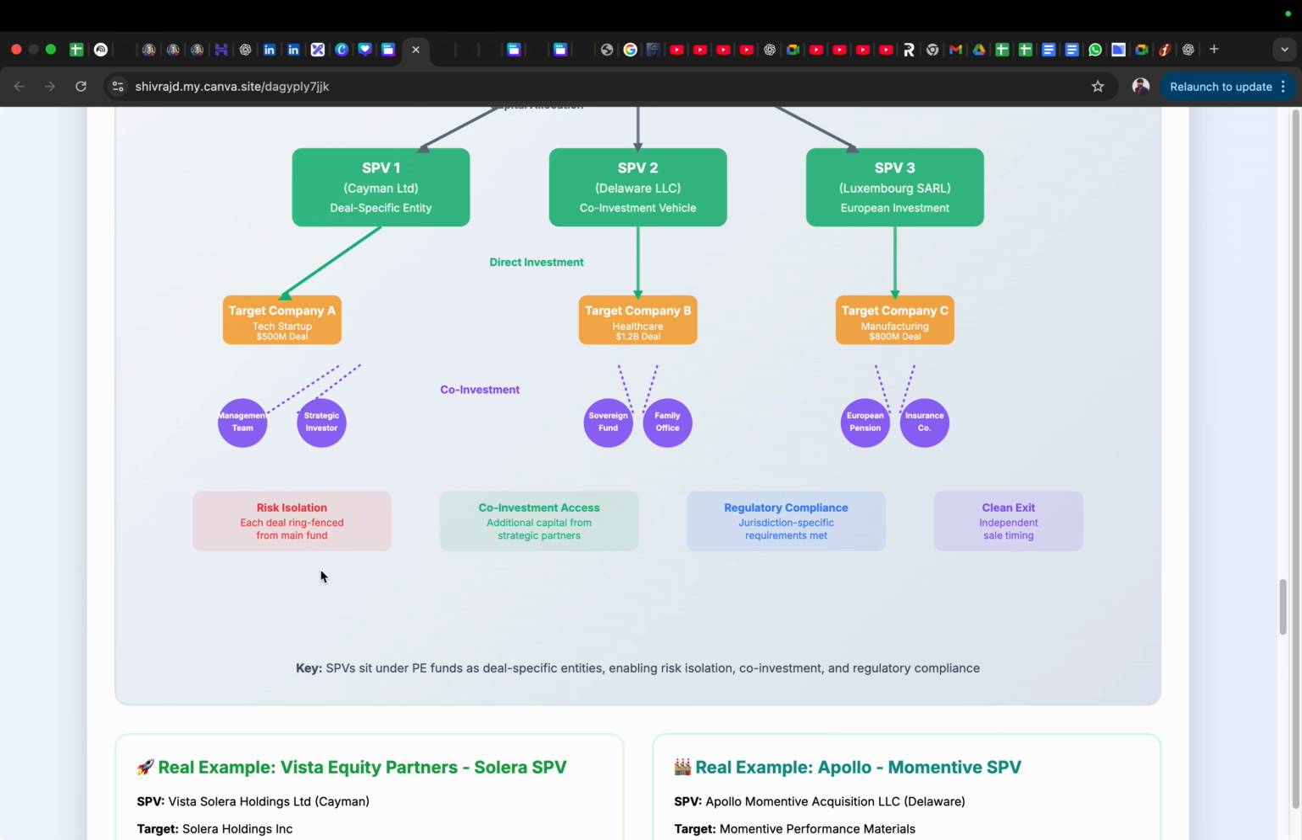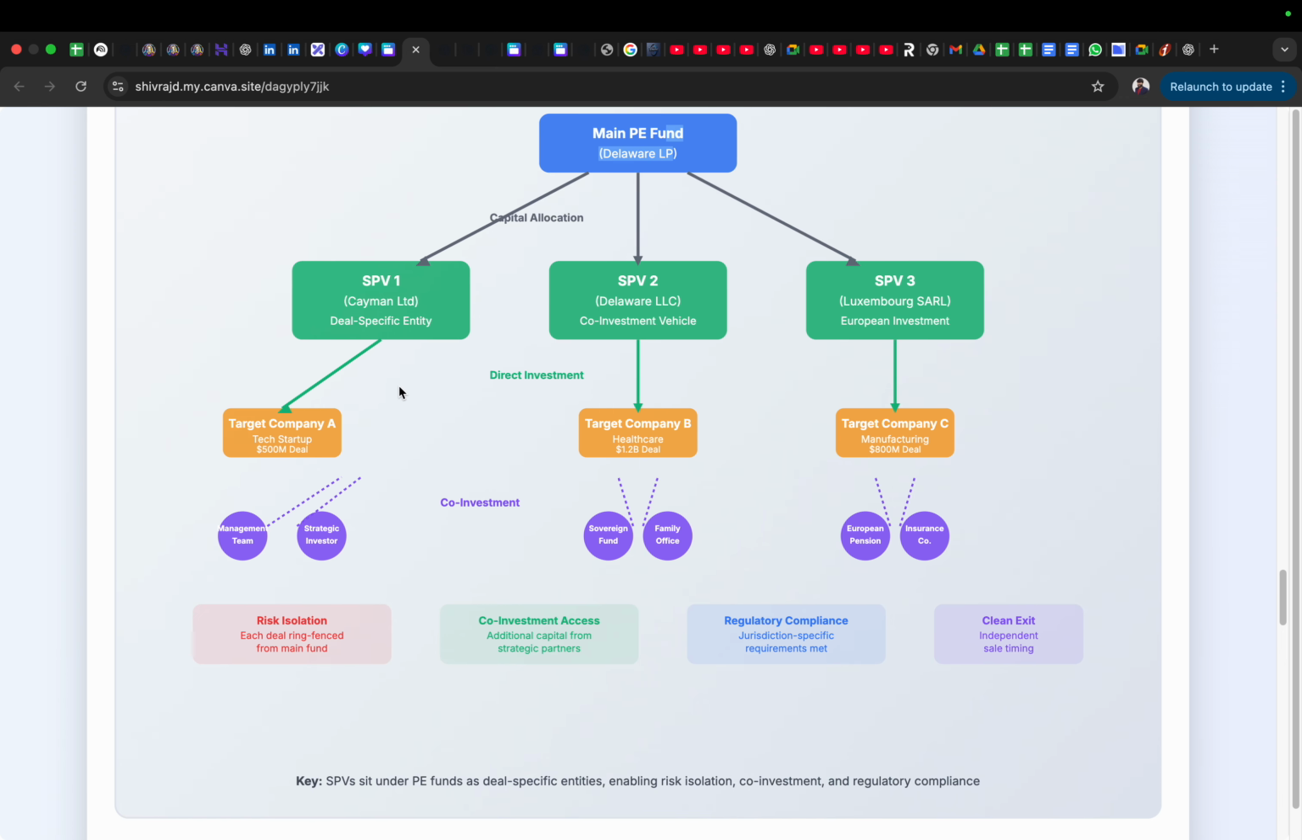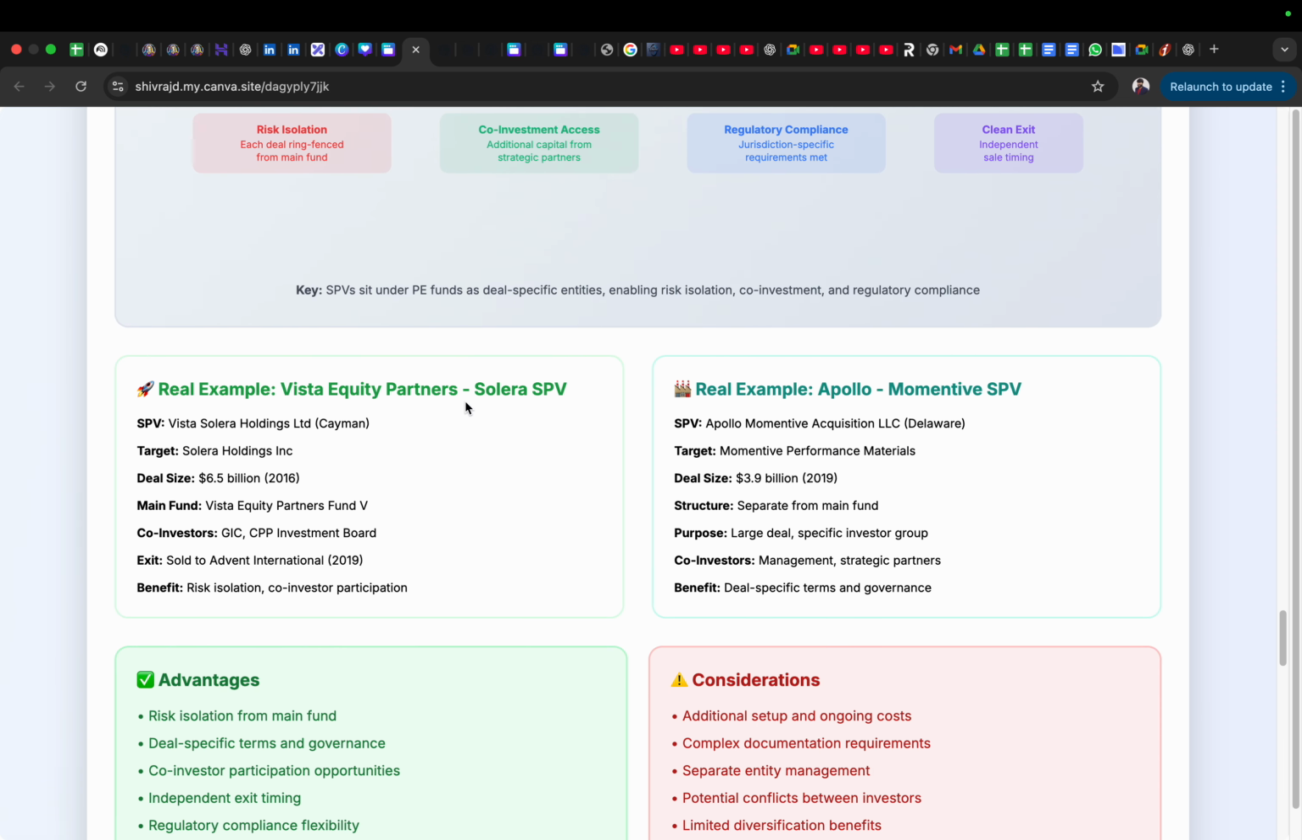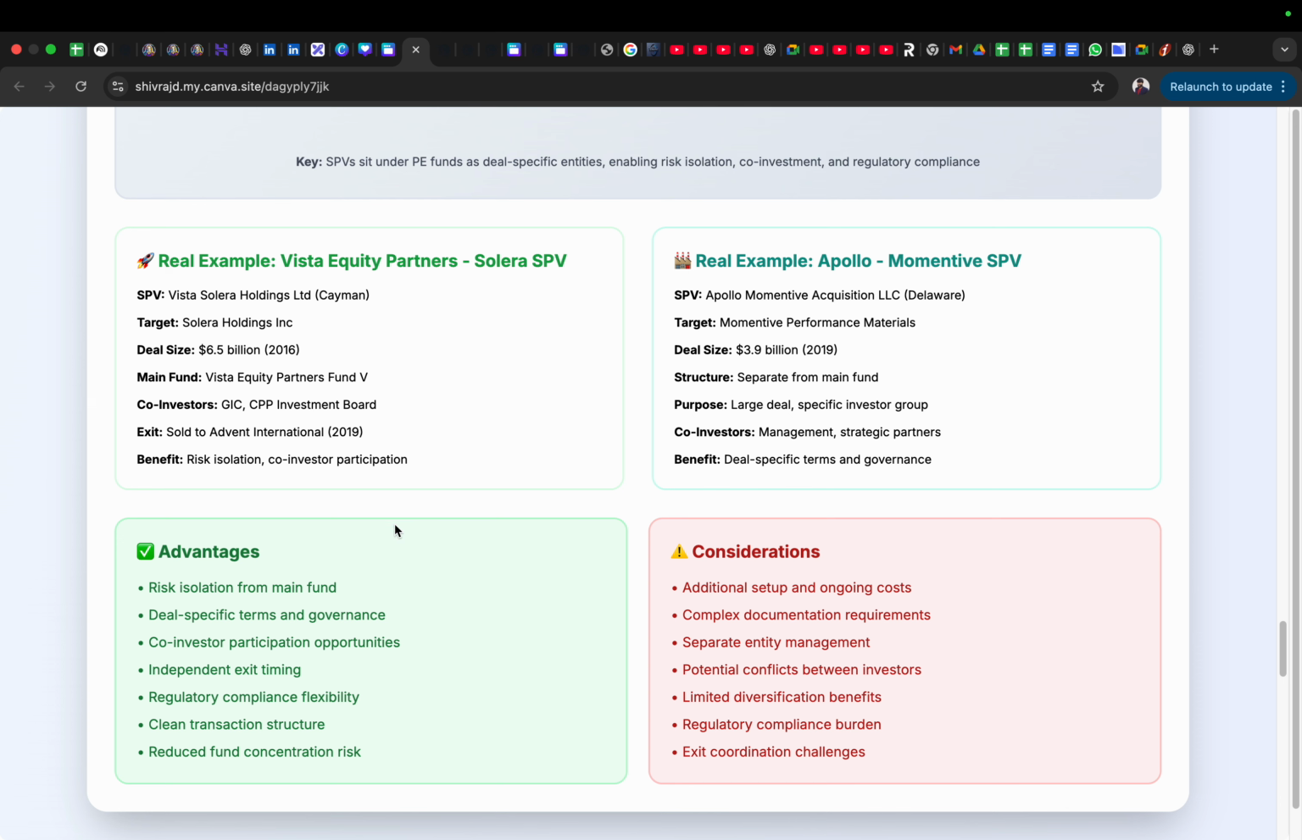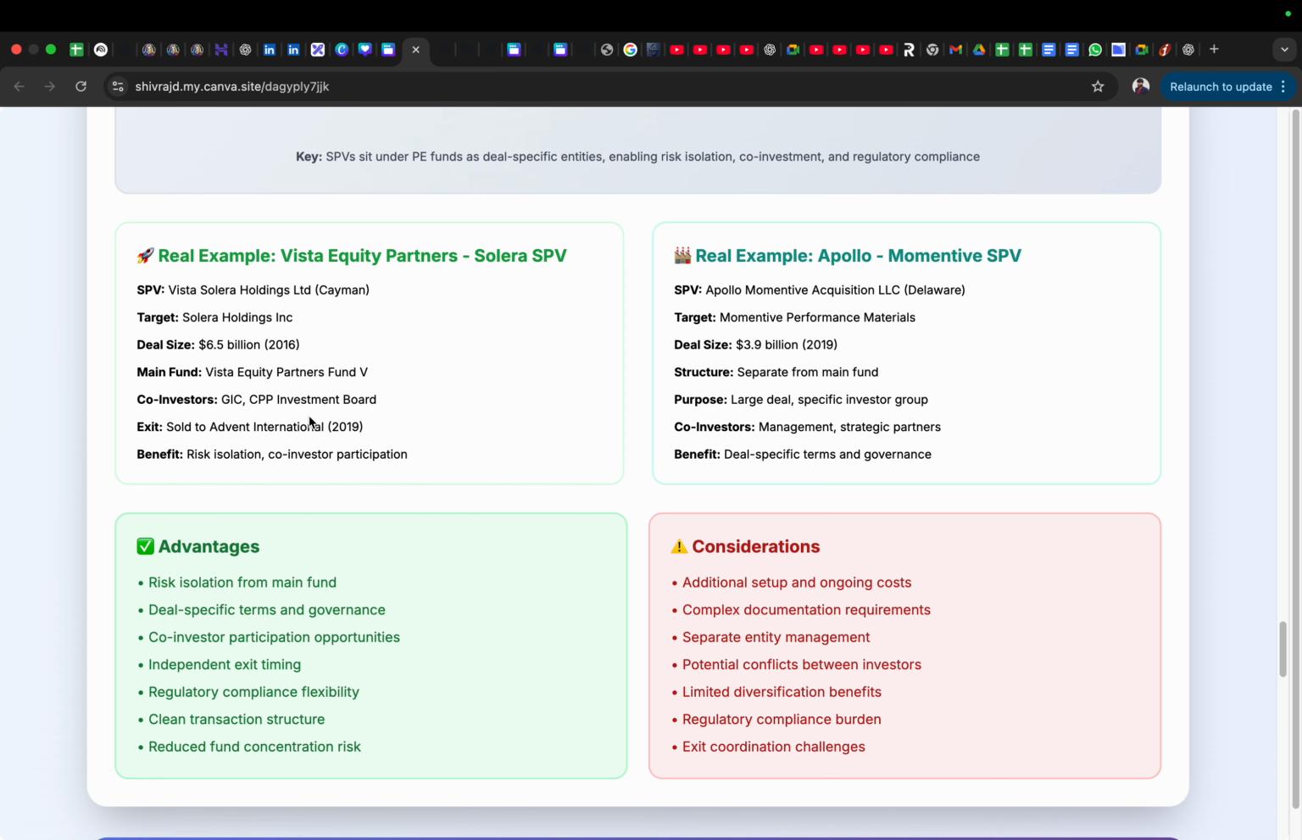See, this is a good structure for risk isolation. So each deal brings funds from the main fund, co-investment access, additional capital from strategic partners, regulatory compliance, jurisdiction-specific requirements can be met, and clean exit, independent exit timing. Let's say if you have losses in one SPV, that cannot affect the main fund. So again, it's an efficient structure to manage investments. If we talk about a real example, Vista Equity Partners and Apollo Partners, they have SPV structures, okay?